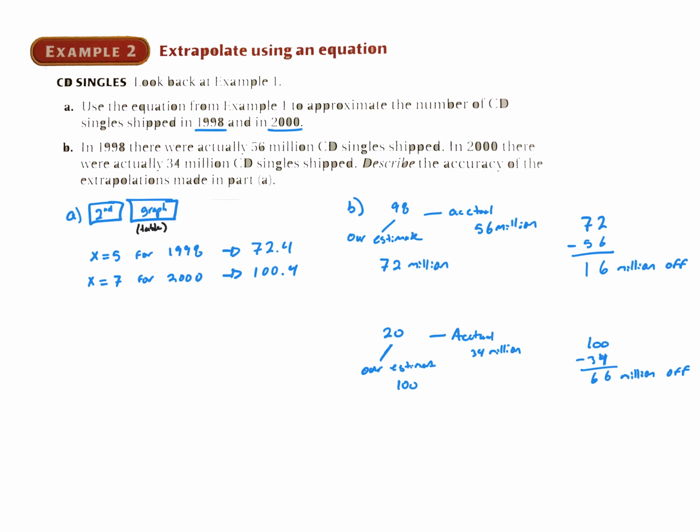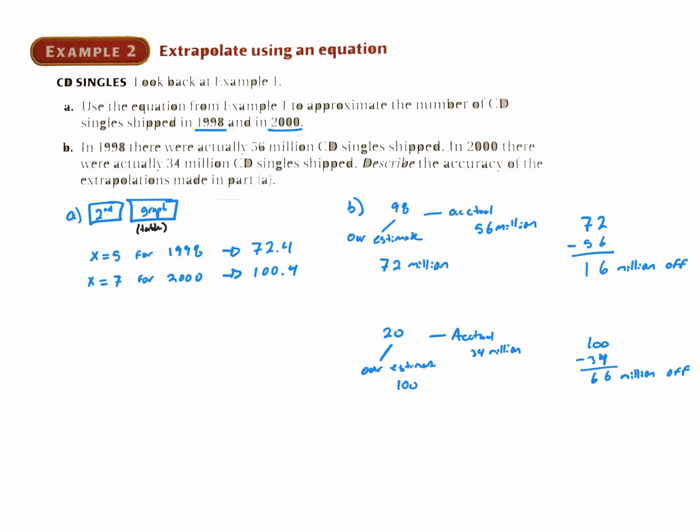Now, if we want to take the same data, the same information that we have gotten, we're going to go ahead and make an extrapolation on that. Make predictions about after or outside of the data that we have. Since we're wondering about 1998 and 2000, we already have that information in our calculator, so we're going to go to the second graph, which is that table again, and look for x equals 5, because that's 5 years from 1993, and x equals 7, because that's 7 years after 1993 for the year 2000. And we get these numbers, 72.4 and 100.4. Okay, so those are our two answers for part A.